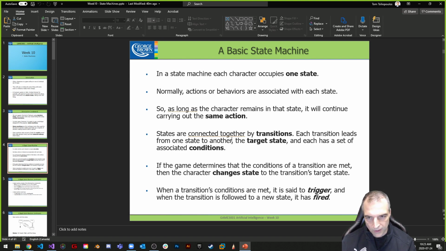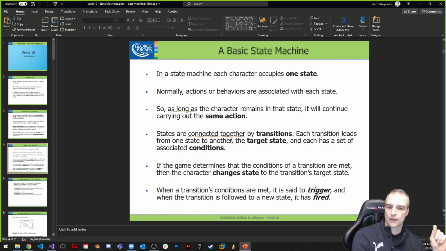Okay, so they're in one state, and as long as they're in the same state, they're going to keep carrying out the same action. So that means that if I'm in a patrol state, I'm always going to be just patrolling, as an example. I'm going to keep moving around the board. And then each of the states is going to be other kinds of states I can be in. I can be kind of drawn together by a set of transition lines. Think about these as a directed line that goes from one state to the other state.